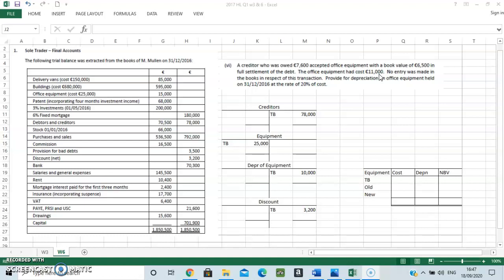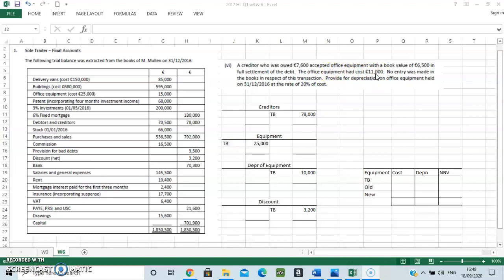Somebody who we owe 7,600 to, but they accepted office equipment with a book value of 6,500 in full settlement of the debt. So therefore, we're giving them a piece of equipment, maybe a photocopier or something like that, which is now worth 6,500. So we're receiving some discount in that situation. We're receiving €1,100 of discount. That office equipment had cost 11,000.